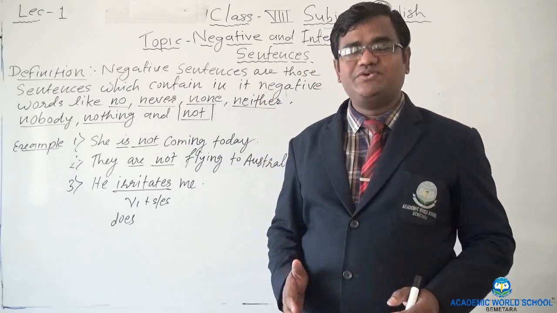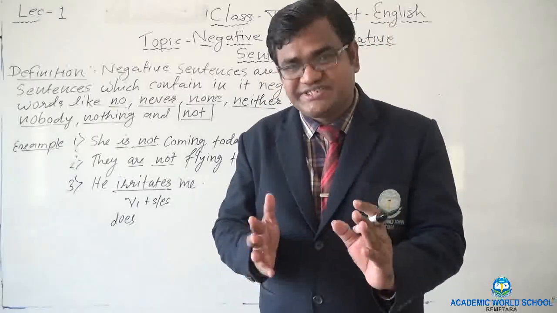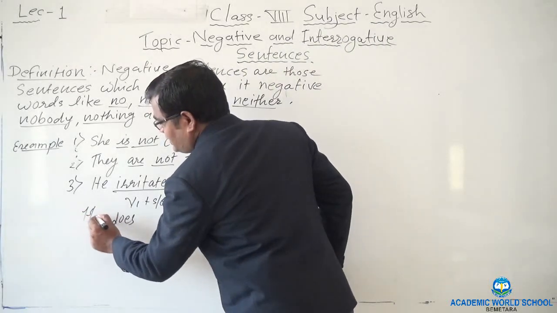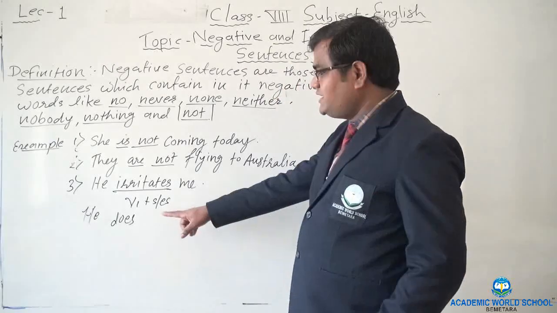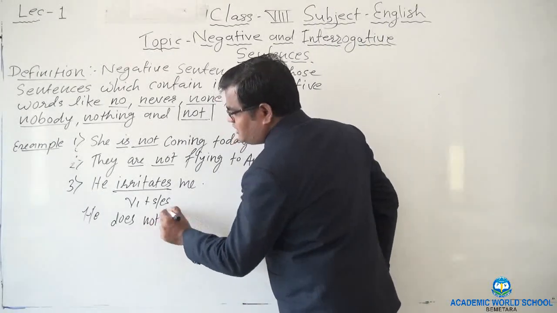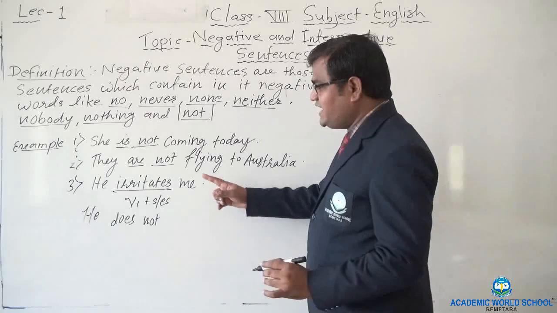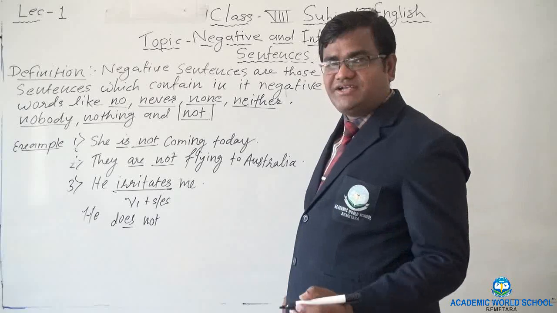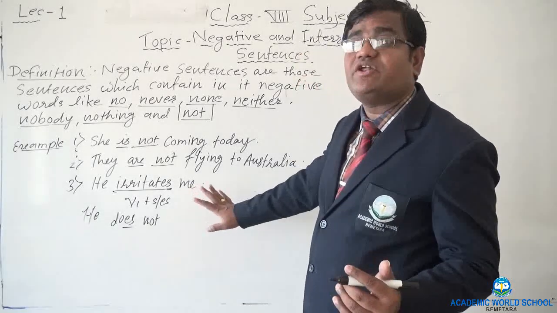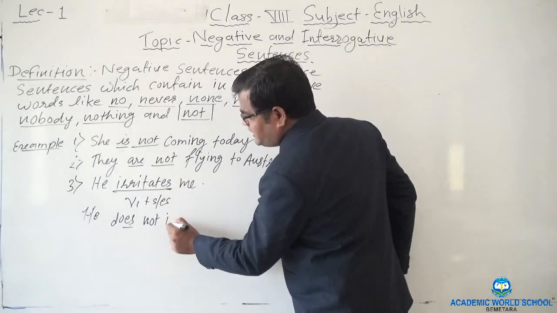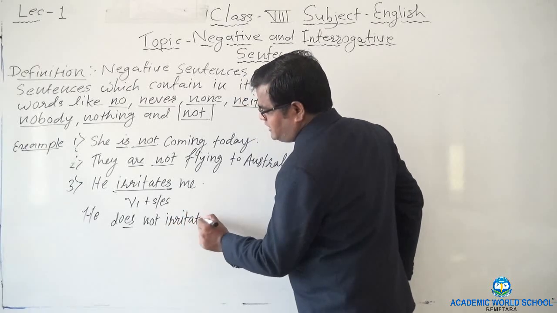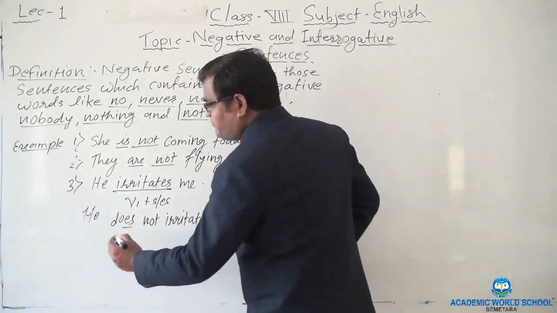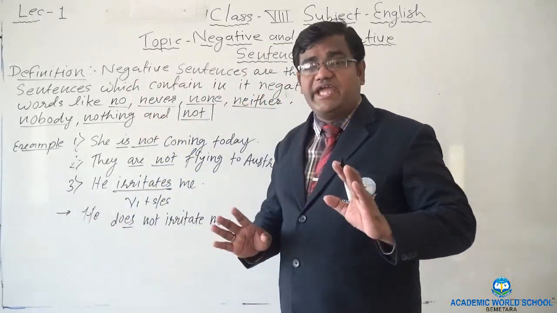Now it is very easy for you to make the sentence negative. Simply, what will the answer be now? He does not. And now the first form of the verb. Already S or ES has been used in does, so no need to use S or ES again. The first form of the verb you will use is irritate. He does not irritate me. You simply made your sentence negative without any mistake.